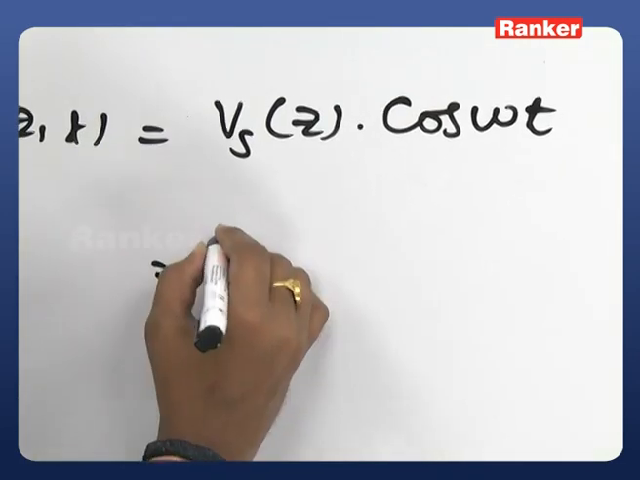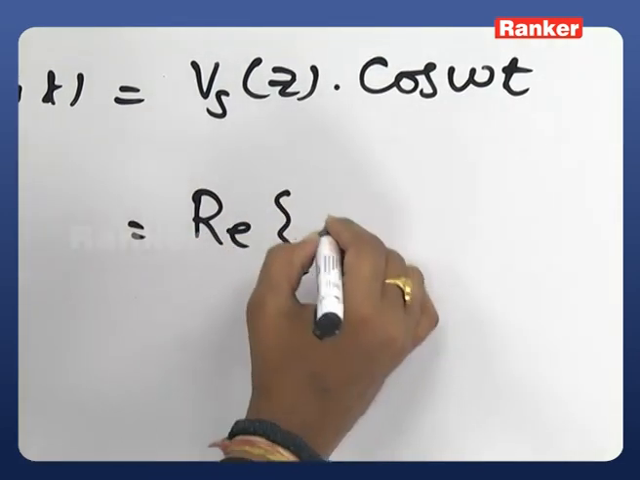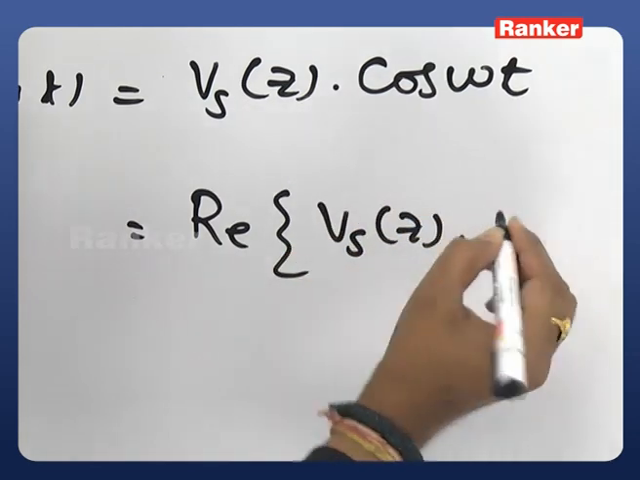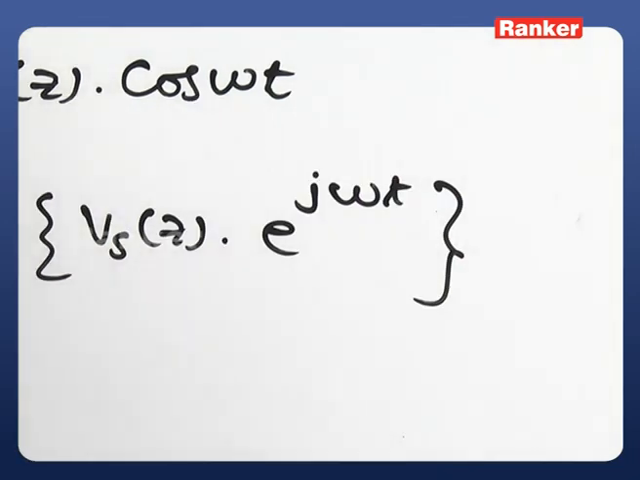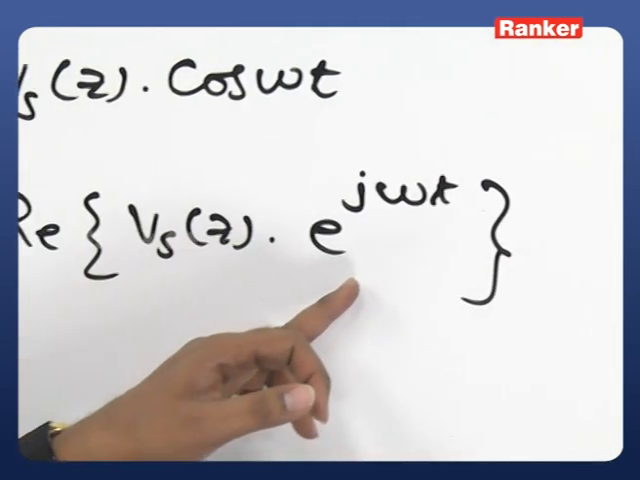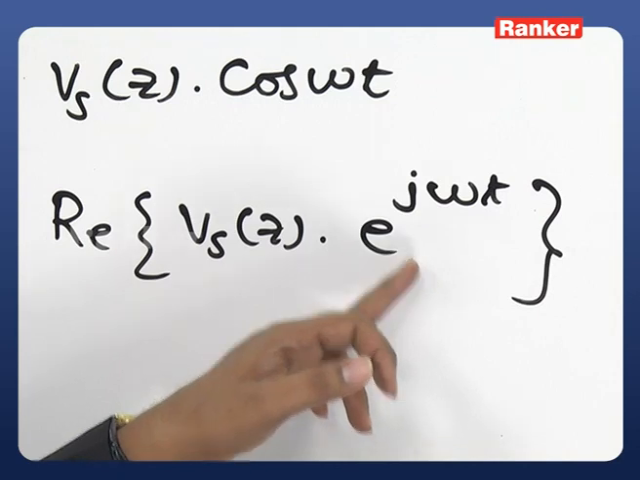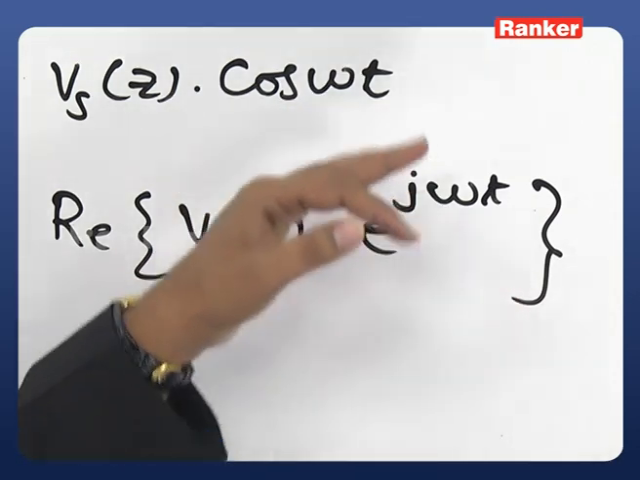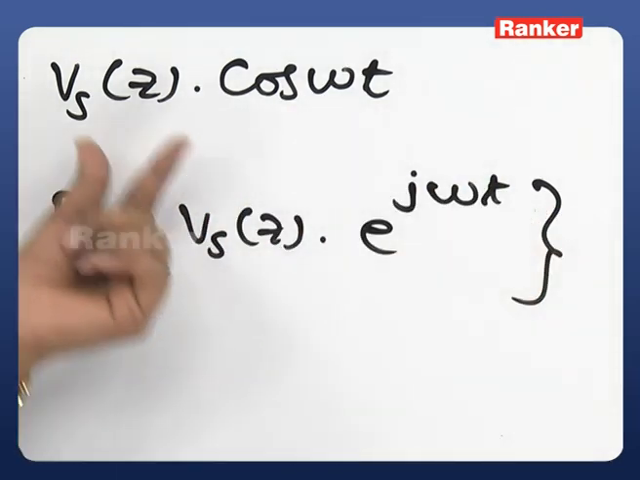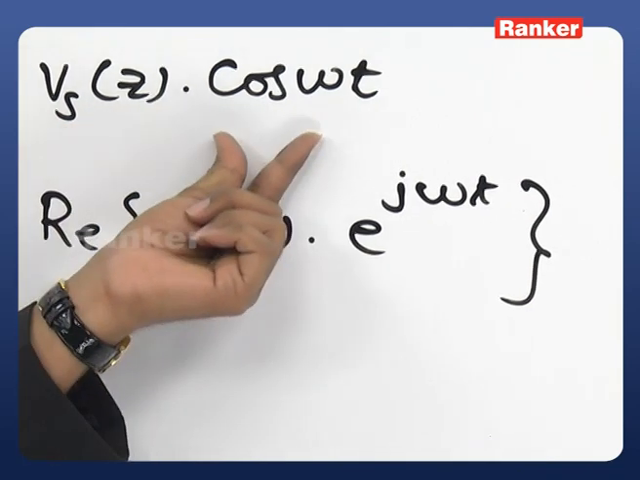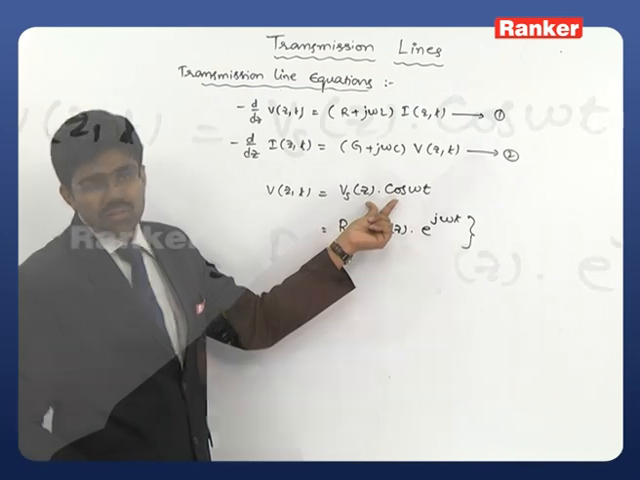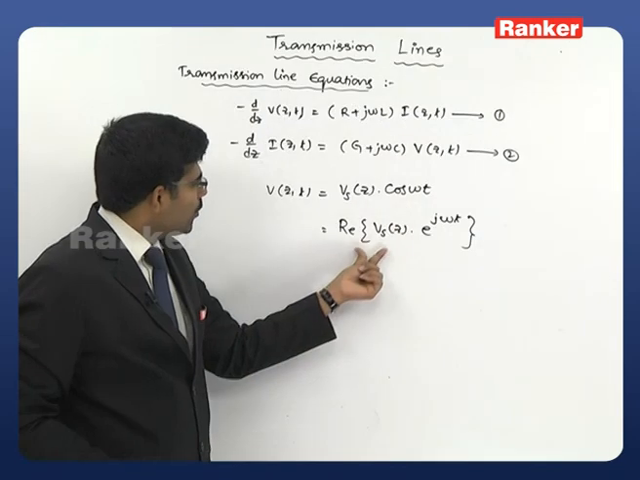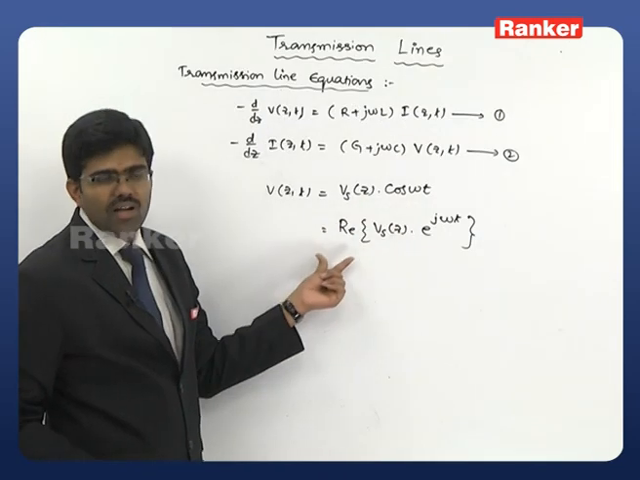This equation can be written as the real part of Vs of z multiplied with e power j omega t. If you take this one, easily you can observe that e power j omega t gives us cos omega t plus j sin omega t, and the imaginary part is just eliminated. So the equation we get is Vs of z cos omega t. Once again this is a time domain as well as distance dependent wave equation, or the voltage equation, that we have. If you take it like this, then it is very easy to analyze.